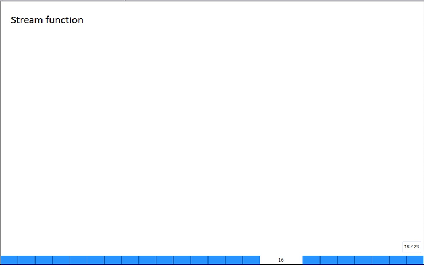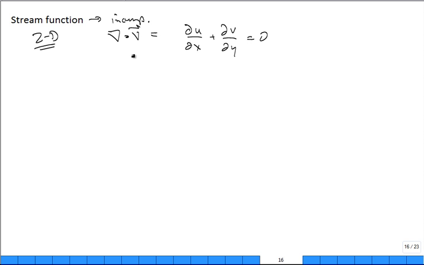Stream function. Well, our continuity equation for incompressible flow is the partial of u with respect to x plus the partial of v with respect to y equal to 0. That's what it boils down to. I forgot to mention, it's two-dimensional Cartesian incompressible. And so del dot v is equal to that.